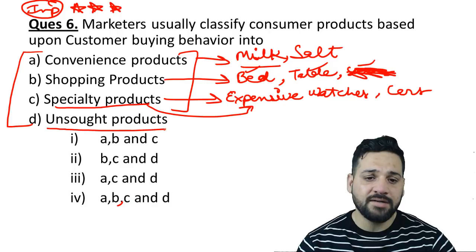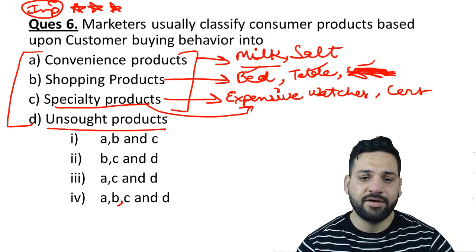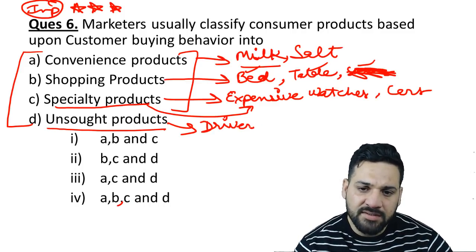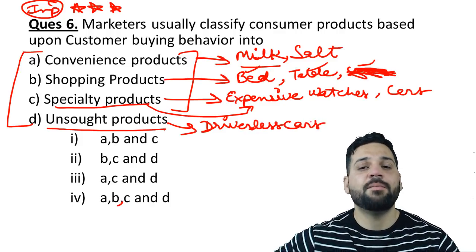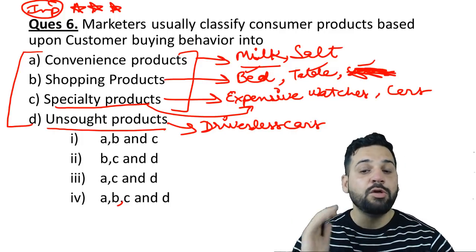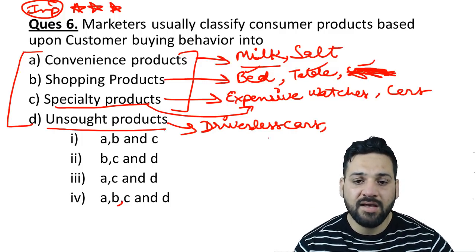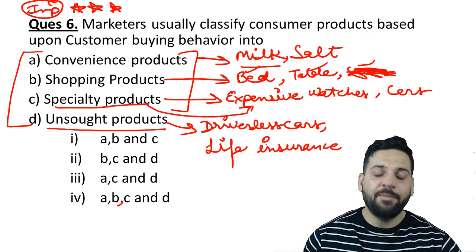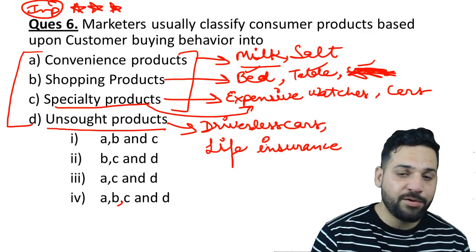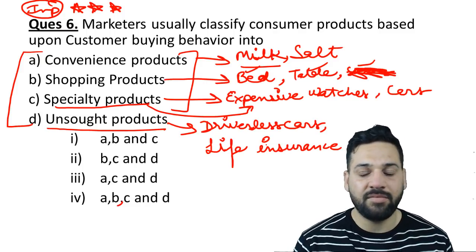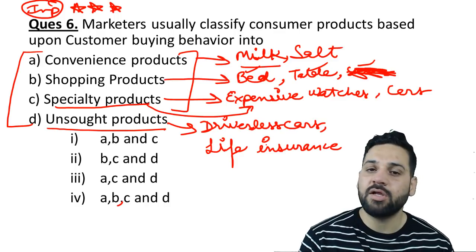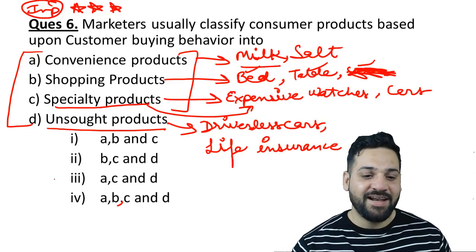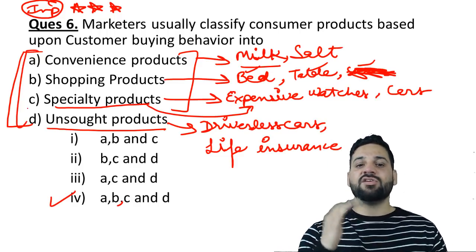And then what are unsought products? Unsought products are, let's say, kind of, what would you say? Driverless cars. There is no demand, but companies, they are going to promote their products and make people use them. There are a lot of products that are not sought. Or let's say life insurance policy. I mean, if nobody tells you that you need a life insurance, you won't get it, na? Until and unless a life insurance agent comes to you and tells you, sir, you need it badly, you won't buy it. किसको ज़रूरत है भाई, कल मरेंगे, ये कौन सोचता है? So, fourth is the correct answer, ABCD. All are the types of products based upon consumer buying behavior.